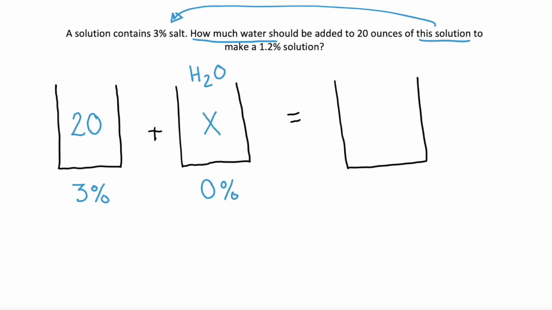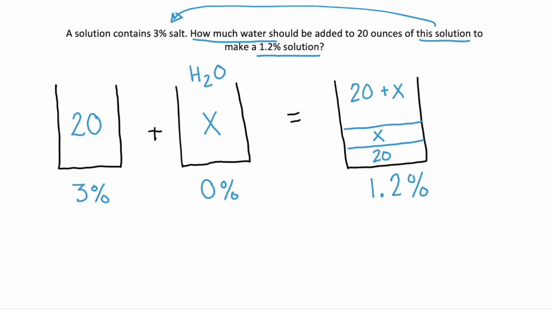So we know that we have 20 ounces of 3%, and we want to know how much, or x, of 0%, also called water, do we need to mix together to get a 1.2% solution. So we know that we need to end with 1.2%. Now, how much liquid is in this last bucket? Well, first we put in 20 ounces, and then we put in x ounces. So total in this last bucket, we have 20 plus x ounces.